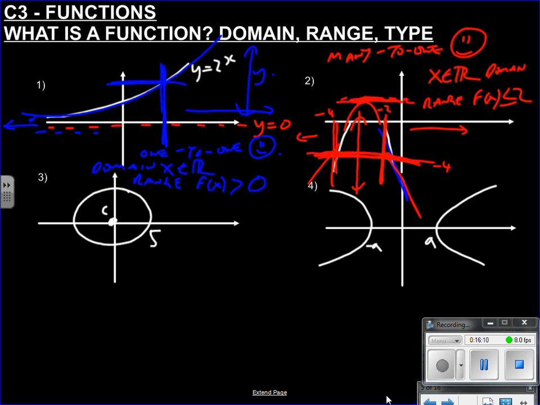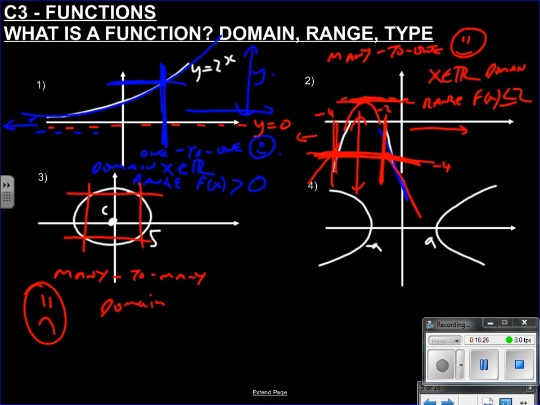Here we've got for number 3 a circle, which we know is a many to many, because we have many x values give many y values. So it's not a function. And what's its domain? Because remember, even if it's not a function, it can still have a domain. Well, as it's a circle and it's centered at the origin, its x values can only be between 5 and -5. Its range, again, it's centered at 0 and its circle. Again, its y values can only be between 5 and -5.